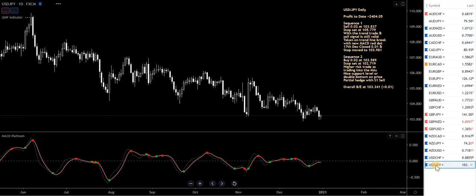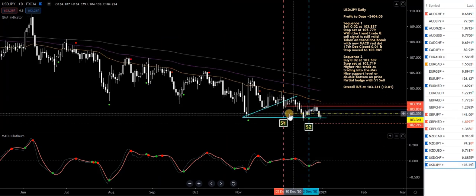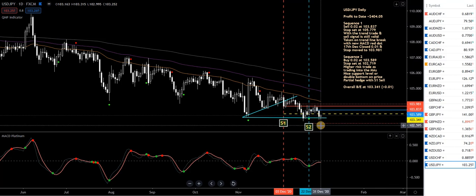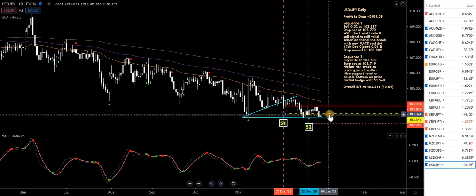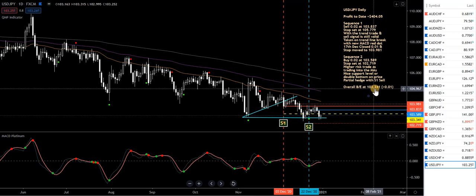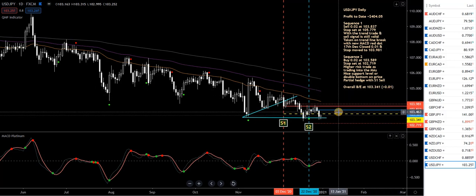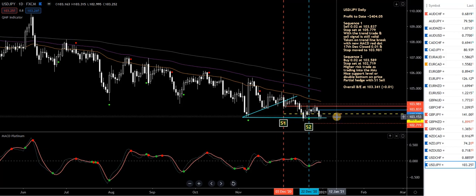I'll skip the USD Swiss and we'll go to the USD Yen. In a sell here with a stop and place there. In a buy here with a stop and place here. Overall break even for both trades is this yellow dotted line. Because it's positive plus 0.01, if price is above that, I'm in profit on both trades. If it's below it, I'm not in profit on both trades. So at the moment, just slightly out of the money.